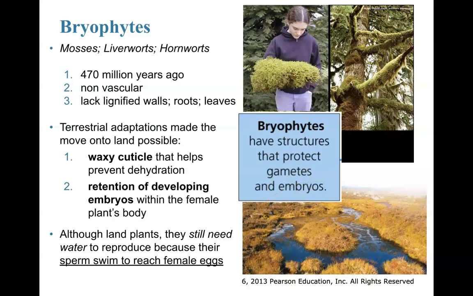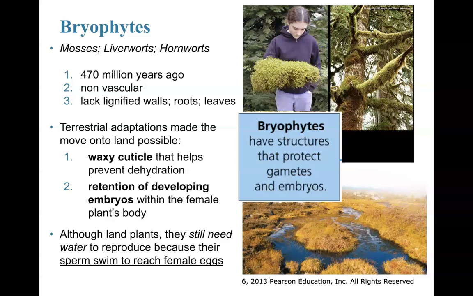They are going to have specific structures to help with this transition: waxy cuticles to prevent dehydration or water loss, and retention of developing embryos within the female plant's body. So before, we didn't see this retention of the developing embryos, but now they keep it within their own structure, and this is going to help with protection of that delicate embryo as it grows.